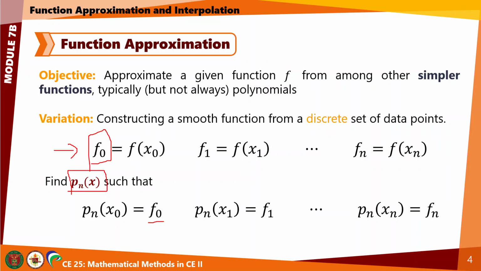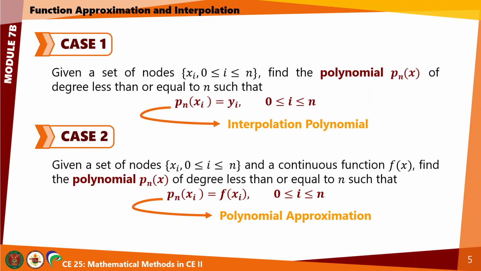Now, when comparing it to our function approximation or p sub n of x, p sub n kasi usually nga polynomial, meaning if you substitute x sub 0, you should also get the value equal to f of 0. So here is the definition for our function approximation. Okay, and actually there are two cases.